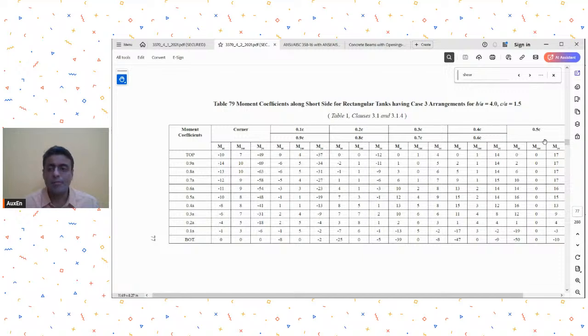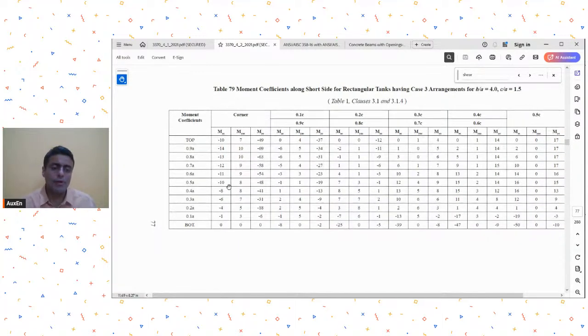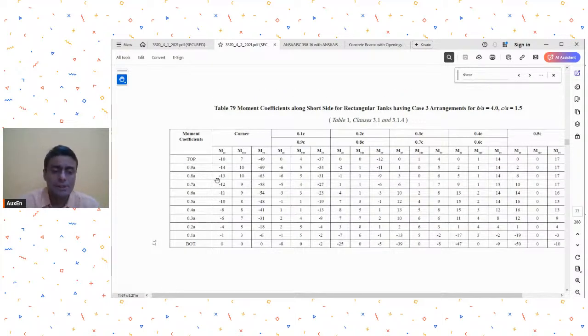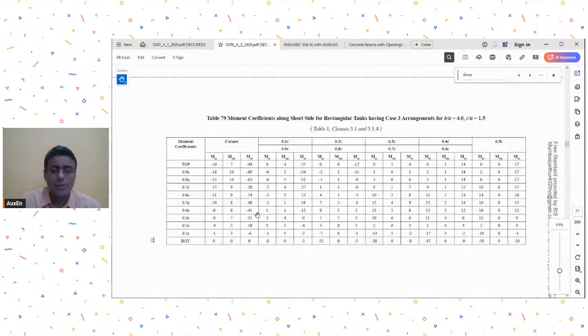They will be multiplied by some other values like the triangular pressure intensity, the height, and so on, and then you find out the moments, and these are at different heights from the bottom till the top. So in this manner you have to find out these moment values from the coefficients given.